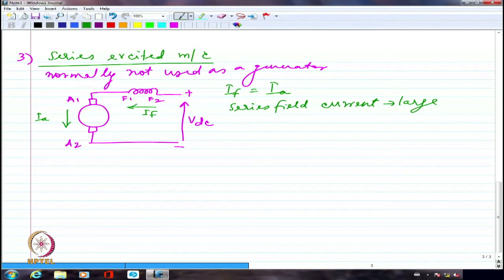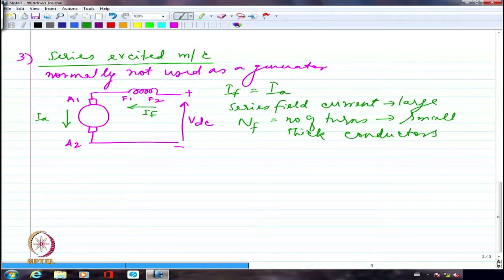So generally the series field is characterized by thick coils which are wound for fewer turns, and which are carrying very large current. So we are going to have large current, and in this case NF, that is the number of turns, is going to be small. But thick conductors, because I am looking at this carrying a large amount of current. Right? Finally, there is something called a compound machine, which will include both series and shunt.